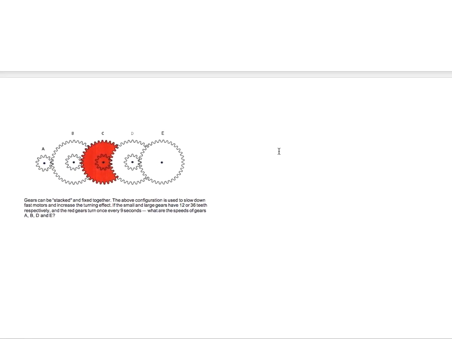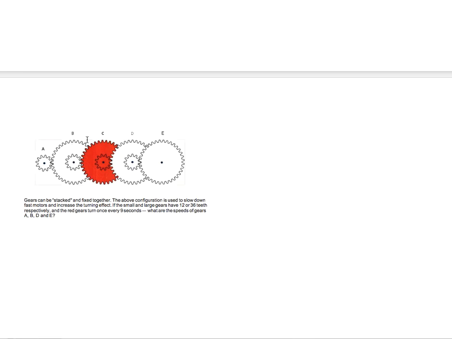Question 4 then. Gears can be stacked and fixed together. The above configuration is used to slow down fast motors and increase the turning effect. If the small and large gears have 12 or 36 teeth, so the outside of B has 36 and the inside has 12 in this case. This is 12, this is 36. 36, 12, 36, 12. The red gear turns once every 9 seconds. What are the speeds of the gears A, B, D, and E?